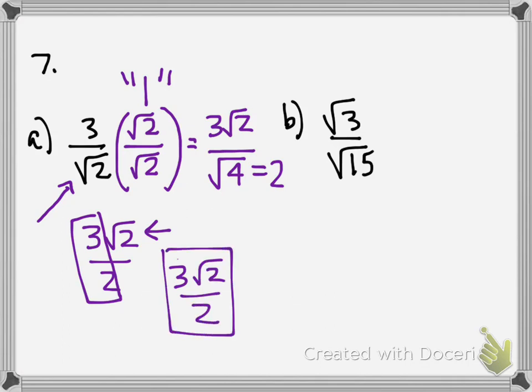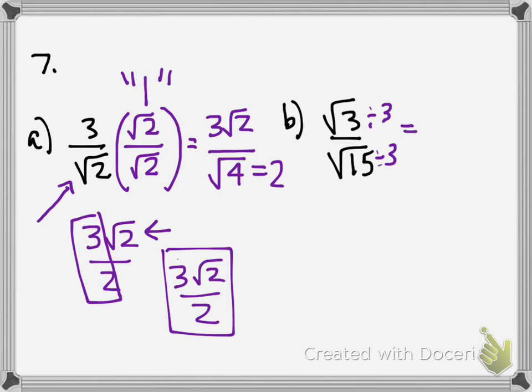Okay, for part B. You could jump directly into rationalizing, multiply the top and bottom by root 15, or because they're both roots, and you can only do this if they're both roots, we can actually divide the inside numbers by a common factor of 3.